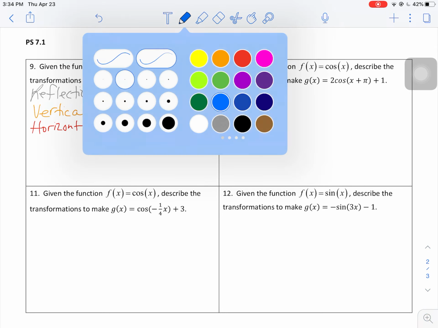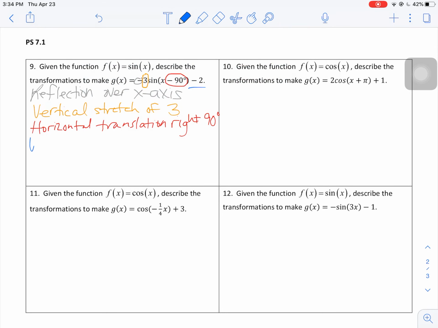And then in the back, minus 2. So those vertical translations are always as they should be. So up is positive, down is negative. Vertical translation down 2. So you could try out number 10. And then I'll do one more for you.